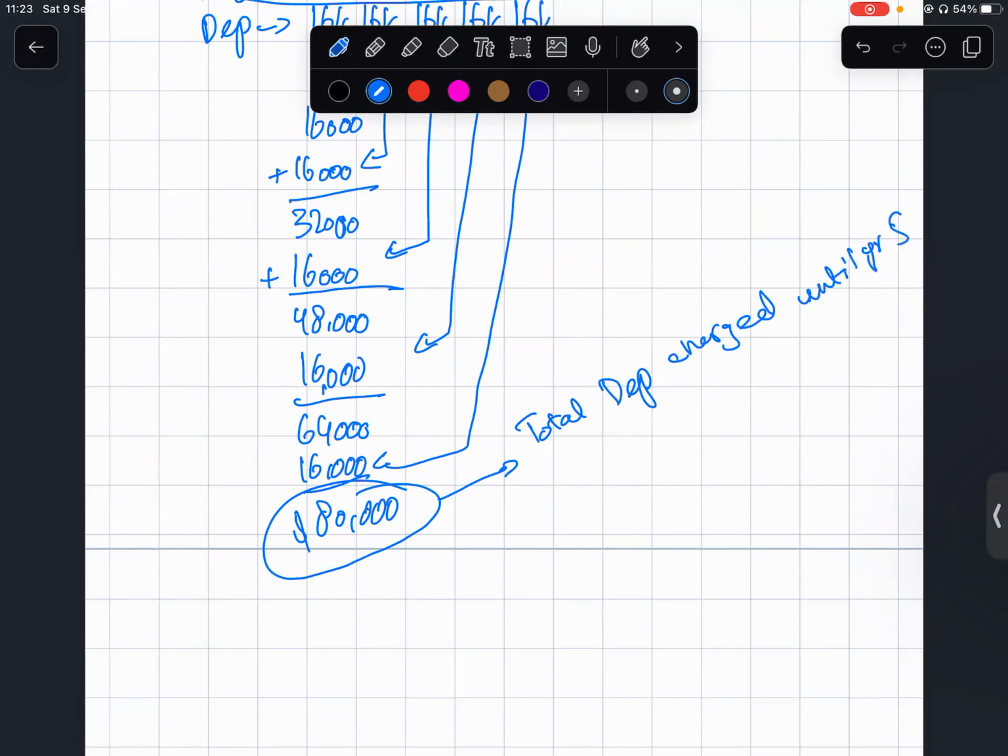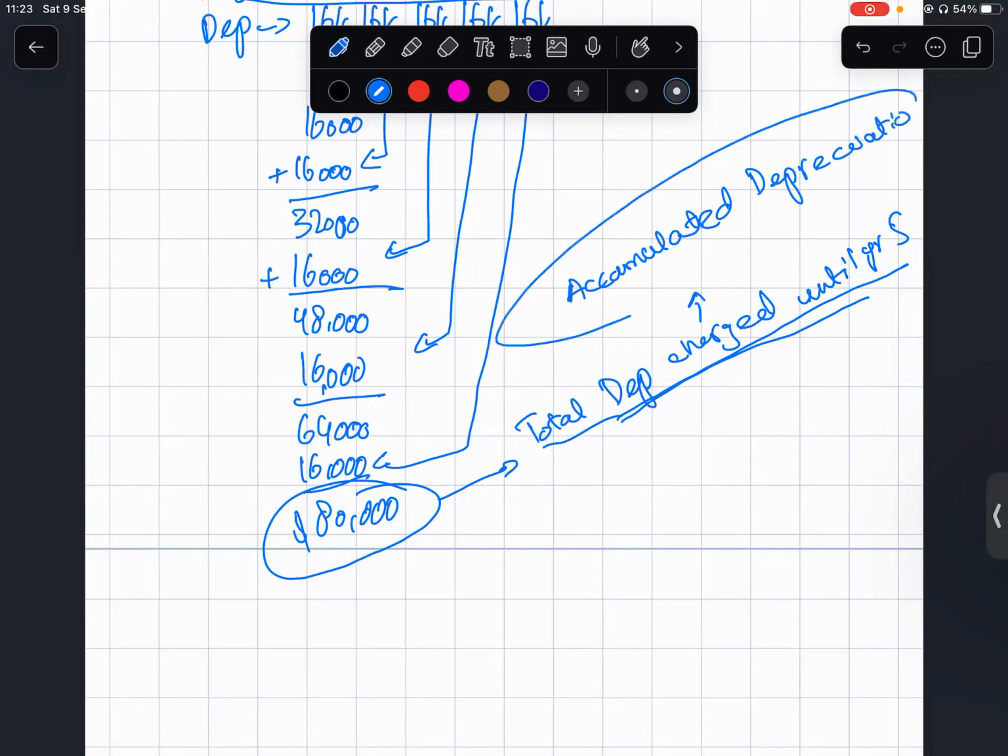This total depreciation charged until year five, we can also call this accumulated depreciation. Accumulated means total, and depreciation is depreciation. Okay, we will come across this concept a little later today. But this accumulated depreciation is just another name for total depreciation that has been charged up until this time. Now, we have charged a total of $80,000. And remember, we had a scrap value of $20,000 for this car.